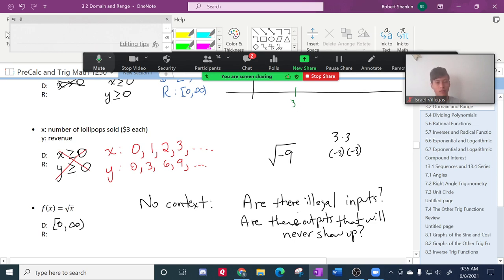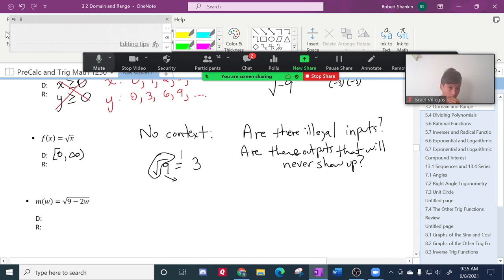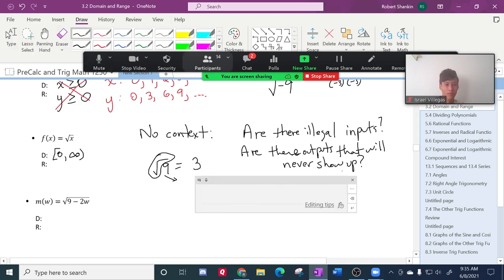For the range, are there outputs that will never show up? Well, whenever you take the square root, what is the square root of 9? Is that equal to 3 or plus or minus 3? It turns out it's equal to just 3. The square root symbol, the full name for this is principal or positive square root.